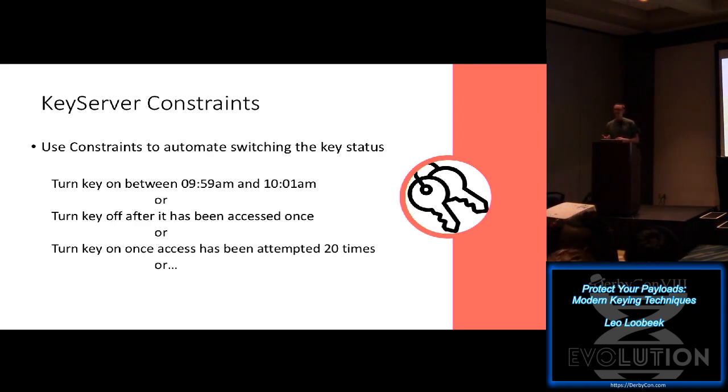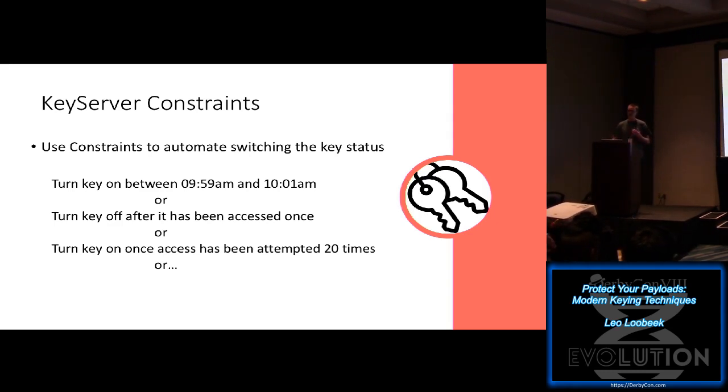You know, the constraints is my favorite piece with Key Server. So basically, it automates switching the key status. So let's say you have scheduled task persistence for 10 a.m. You could set the Key Server to only return with that valid response between that time interval, so that matches the scheduled task, and it won't ever execute other than when that scheduled task executes.